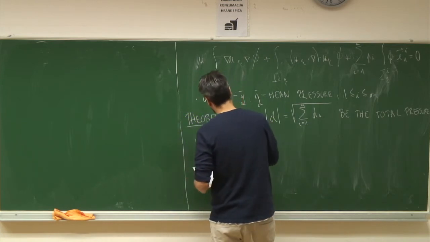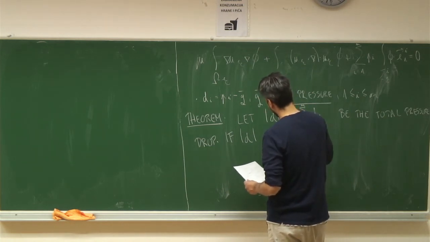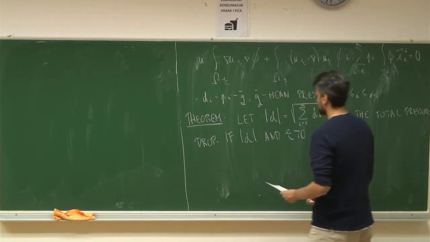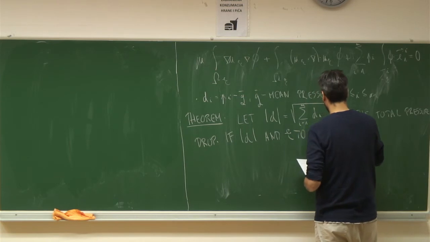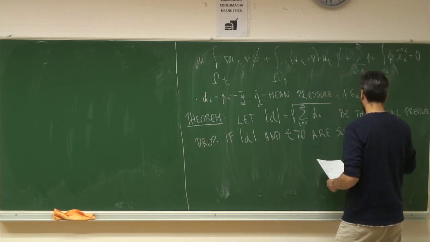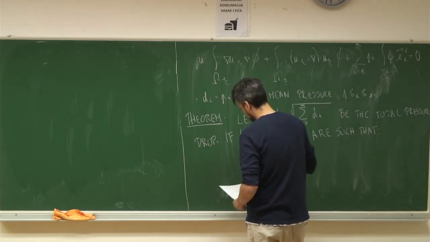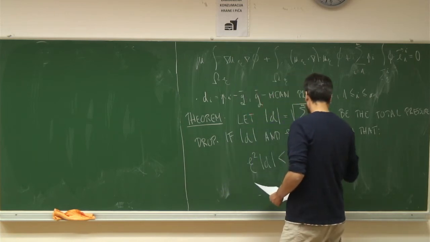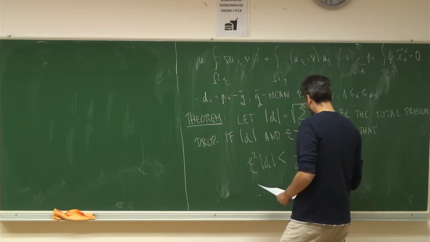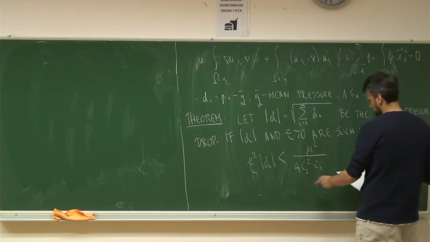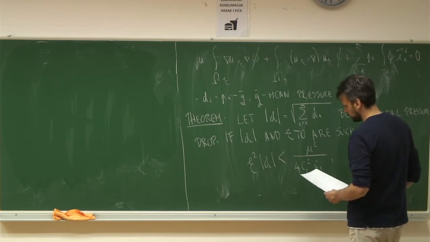So if the absolute value of d and epsilon, which is the small parameter in the thickness of the pipe, are such that epsilon squared d is less than mu squared over 4 c2 squared c1. So c1 is the Poincaré constant, should be, and c2 comes from the embedding theorem in L4. You can check the details, as I said, in the paper.